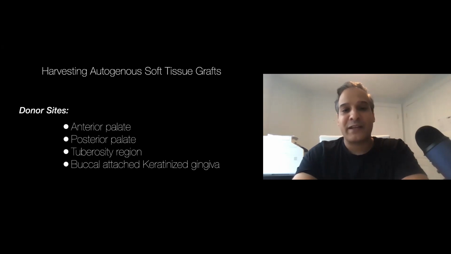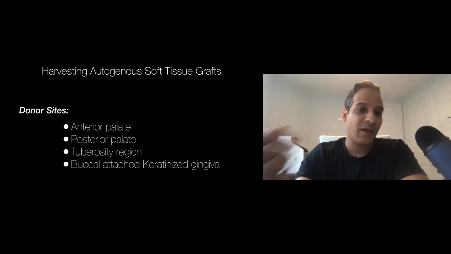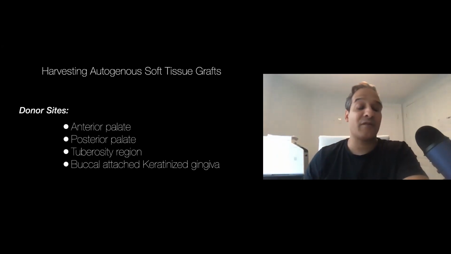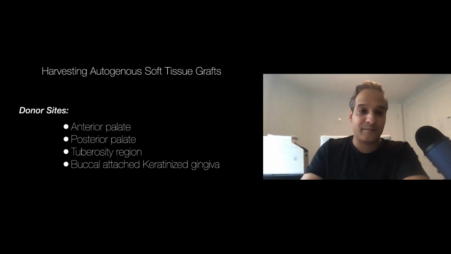So there's plenty of places to harvest. You can harvest from the tuberosity area, as well as sometimes in some patients, you actually have a very thick buccal tissue. So, in some cases, you can actually harvest your free gingival graft just from some of the buccal tissue that's neighboring beside the site.